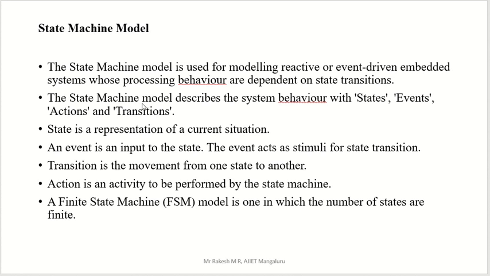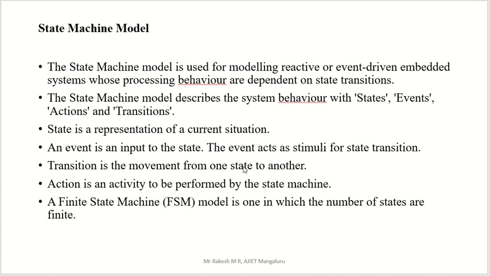These four things combined are called a state machine. State is a representation of the current situation. State means representation of the present or current situation. Then event is an input to the state. The event acts as a stimulus for state transition. A transition happens only when an event is applied to a state.